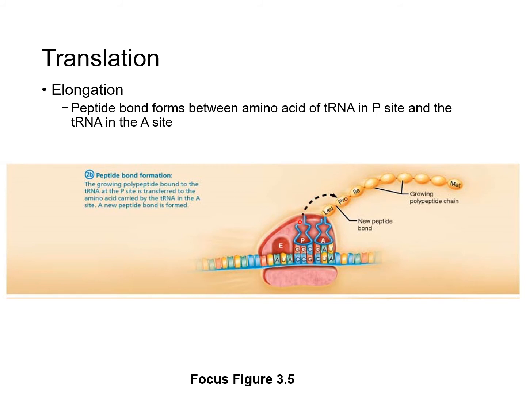Once that transfer RNA carrying that amino acid binds to the A position, the amino acid that was attached to the transfer RNA at the P position detaches. In other words, the bond between that amino acid and that transfer RNA is broken, and then a peptide bond between that amino acid and the amino acid attached to the transfer RNA in the A position is formed, and that elongates the polypeptide chain.